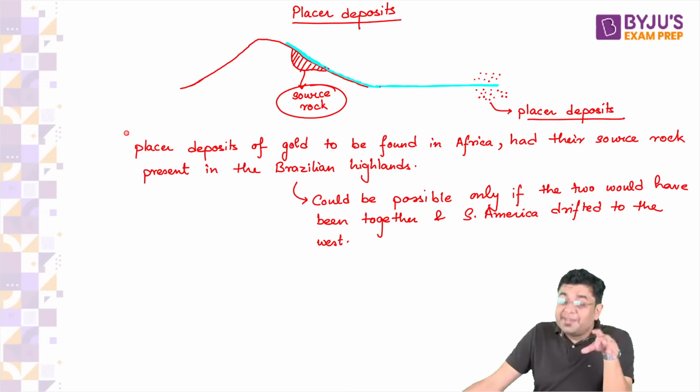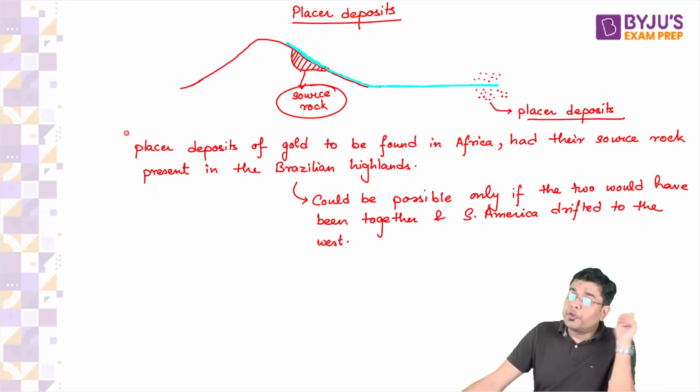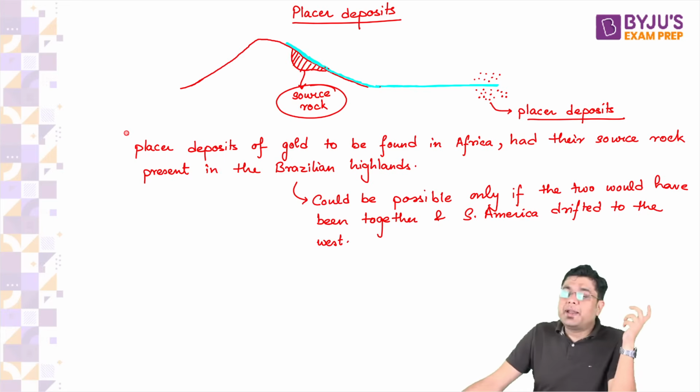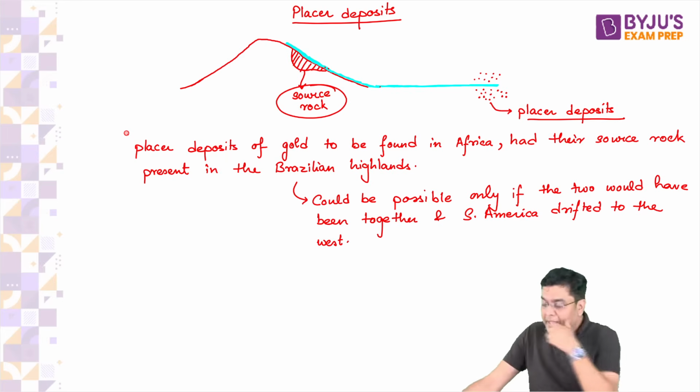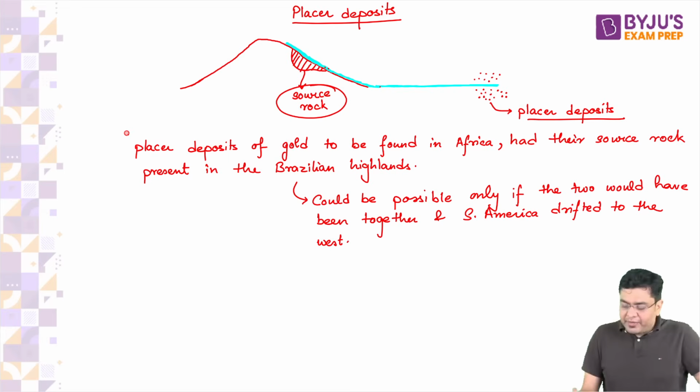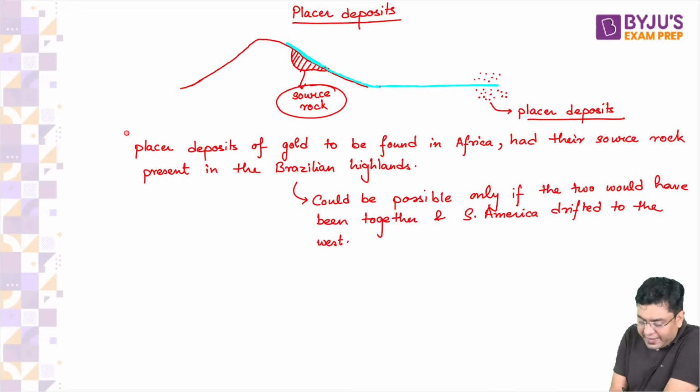So, for the placer deposits of gold to be found in West Africa, the source rock was found to be present in South America. It could have only been possible if both of these continents would have been together and South America eventually would have drifted significantly westward. Now, furthermore, he had other kinds of evidences as well. One of the other evidences was that of tillite deposit, or rather the glacial evidence.